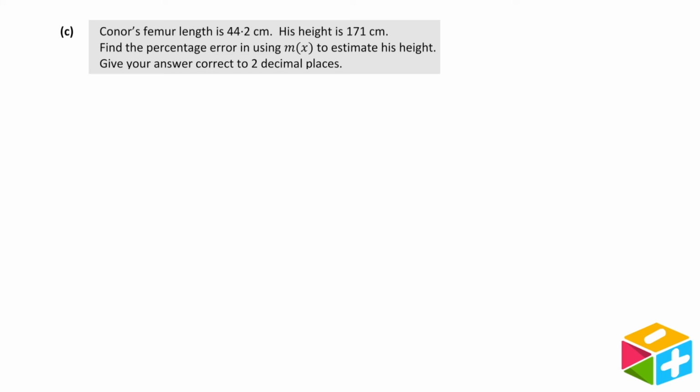Connor's femur length is 44.2 centimetres. His height is 171 centimetres. Find the percentage error in using m of x to estimate his height. Give your answer correct to 2 decimal places. In this question, we're asked to find a percentage error. So let's remind ourselves of how to calculate these.